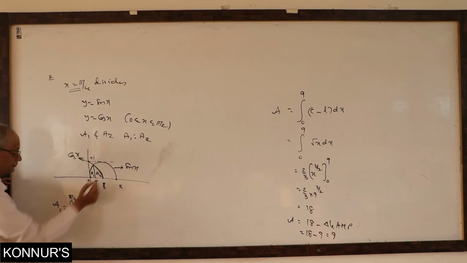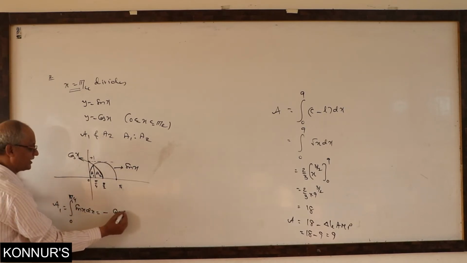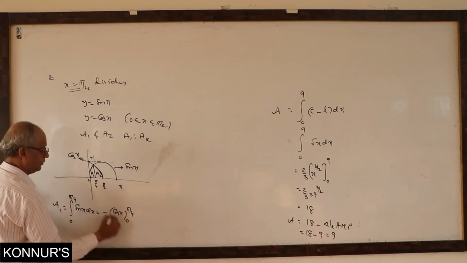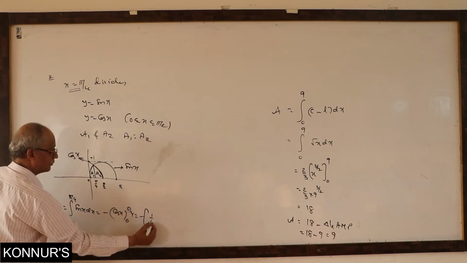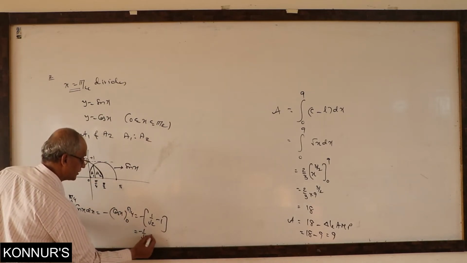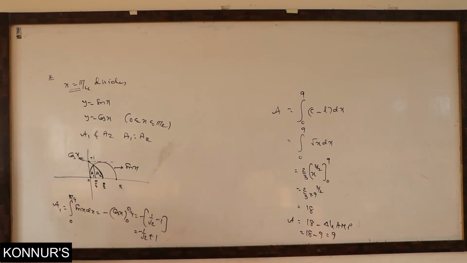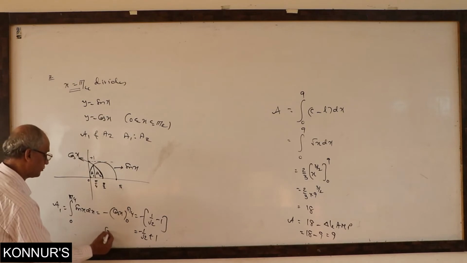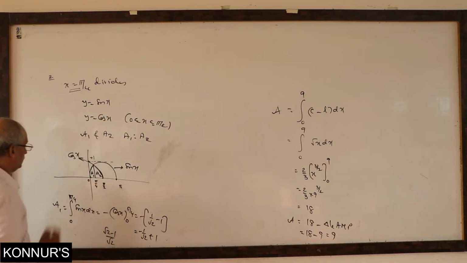This curve is equal to minus cos x from 0 to pi by 4, which gives minus 1 by root 2 minus 1, minus 1 by root 2 plus 1. So this is for A1. Next, if possible, we will take LCM. After LCM, root 2 minus 1 by root 2.